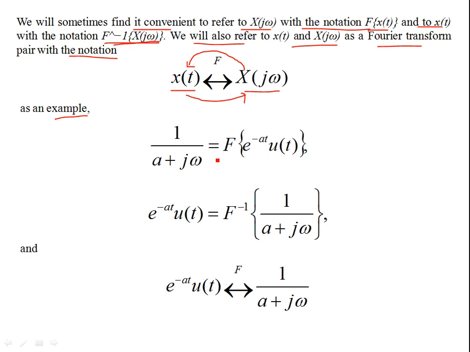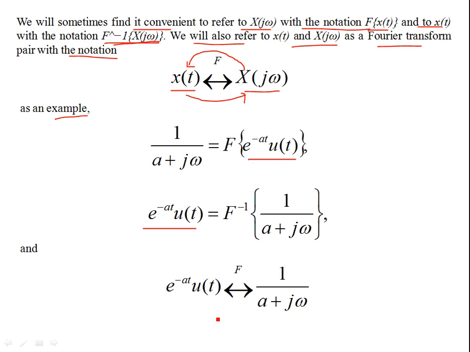As an example, 1/(a+jω) is the Fourier transform of the unilateral signal e^(-at)u(t), which exists for t greater than 0. So the Fourier transform of this signal is 1/(a+jω), and the Fourier inverse of 1/(a+jω) is e^(-at)u(t). This is just as far as the notation is concerned. So e^(-at)u(t) is a Fourier pair with 1/(a+jω).